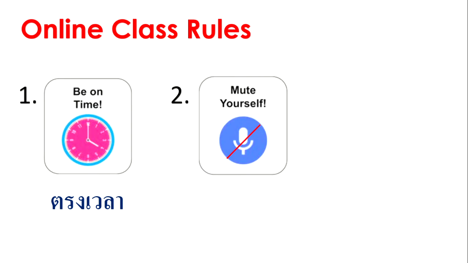The second rule is mute yourself or turn off your microphone. It means when I am talking or when I am explaining something, you have to mute yourself or turn off your microphone because if you are also talking, you will not understand what I am explaining. So for number two, mute yourself or turn off your microphone.